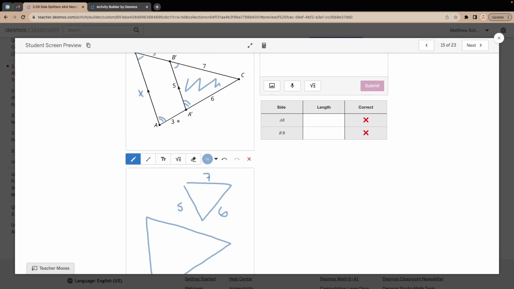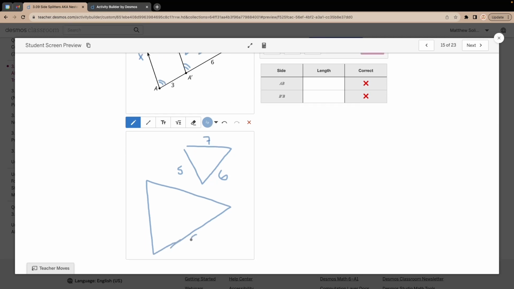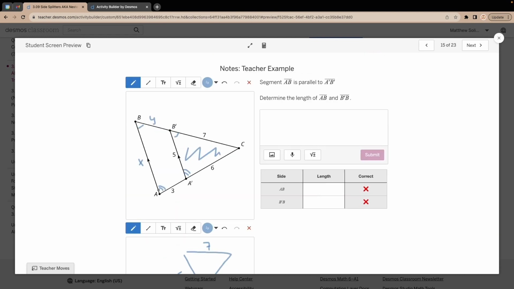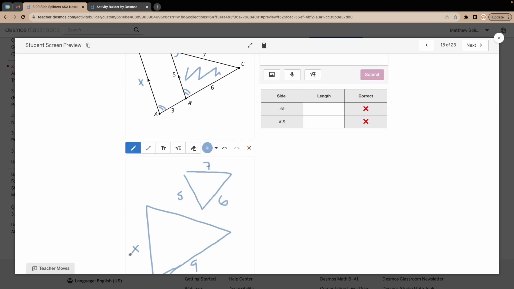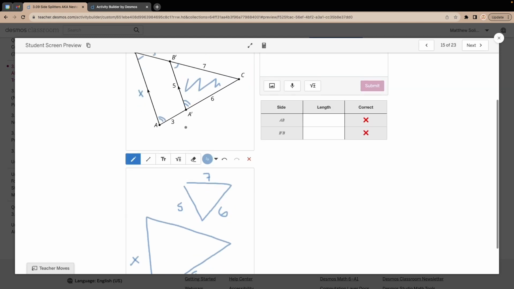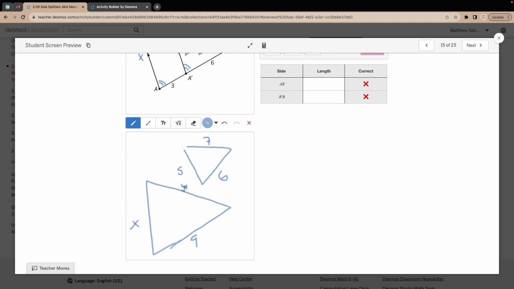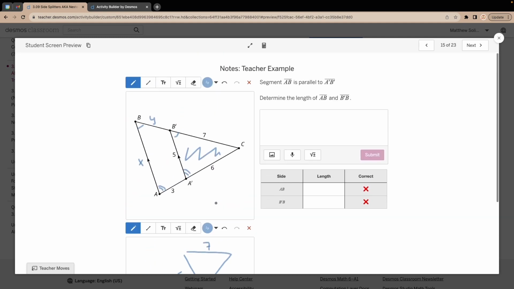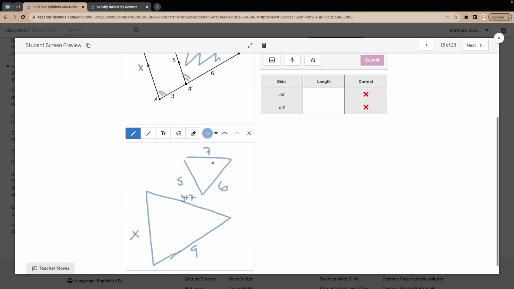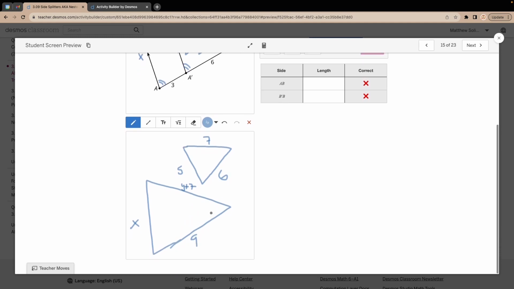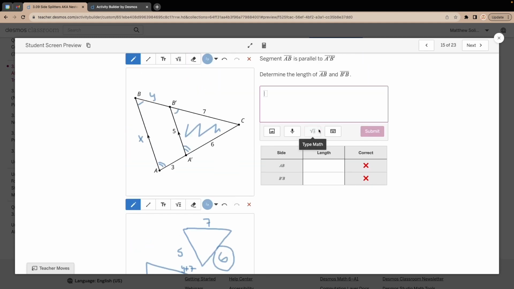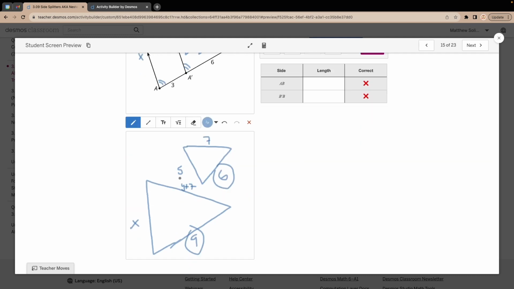C to A is 9, right? There's a 3, there's a 6, so that whole side is 9. Then A to B is X. And that missing side is Y plus 7. So now we're going to find the missing sides. And it really helps, and that's why there's this screen here, to draw them separately so we could set up a proportion. So I see 6 and 9 are corresponding, so I'm going to do 6 divided by 9 is equal to 5 and x. So I went 6 to 9, 5 to x.